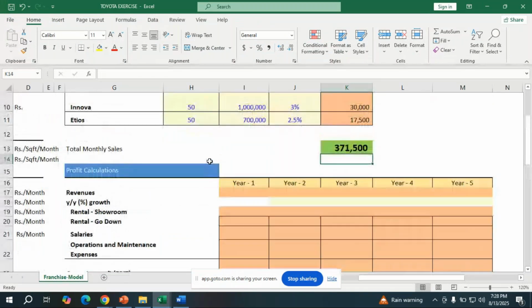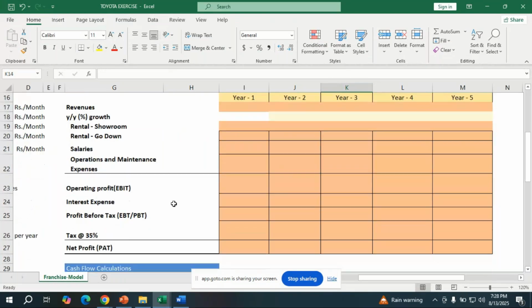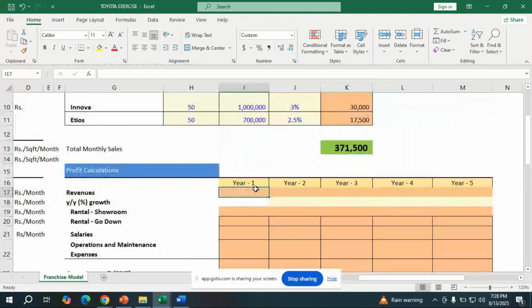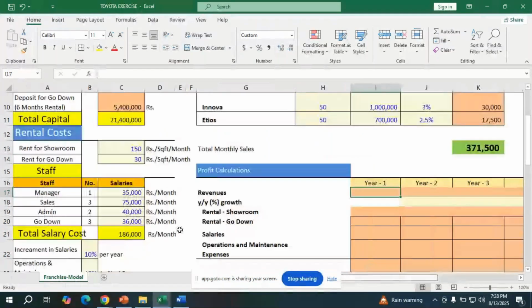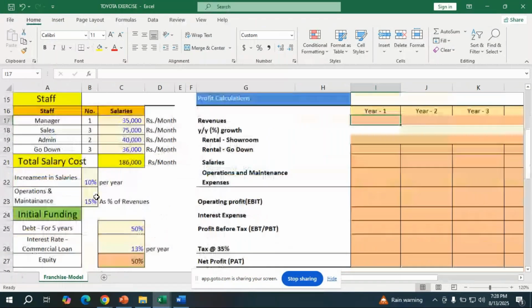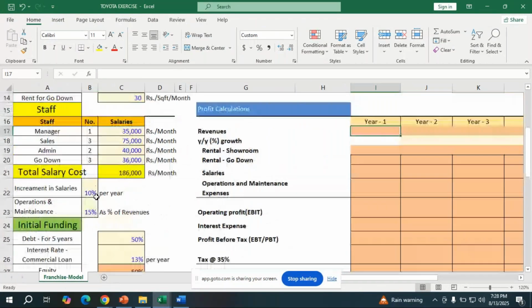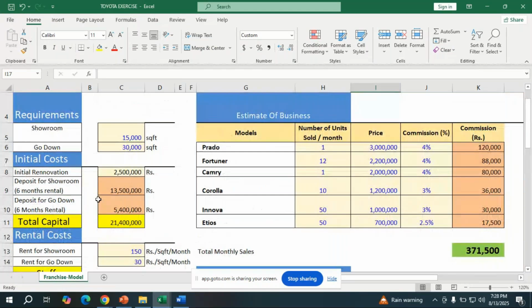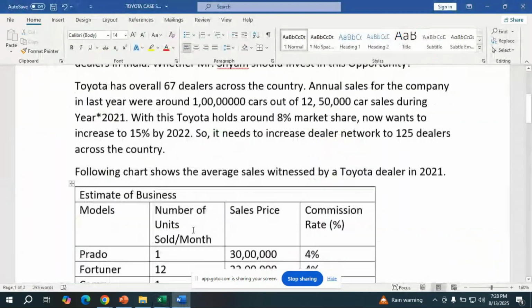Now, here what you're going to do is put up the revenue for year 1, year 2, year 3, year 4 and year 5. Now for year 1, this is the revenue. Okay, and before you put up the revenue for every year, we have to check whether there is an increase in the revenue or not.